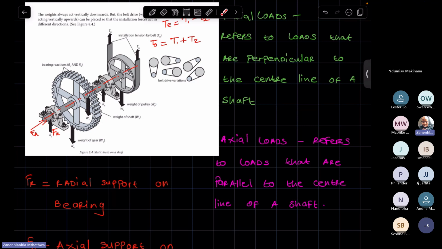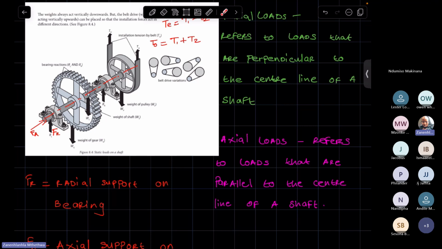Have you guys done beams? I assume you have if you've done N2 and N3. Yes, sir, we did. Maybe you know it as statics. Yes, that's true, sir. Okay, right.